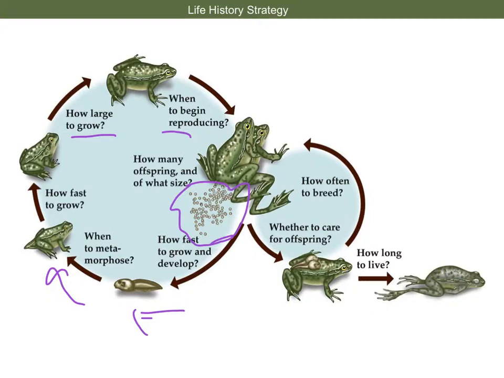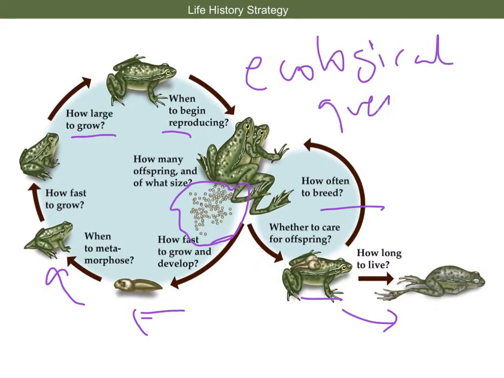And then over here, how often to breed? Should you care for your offspring or let them go off on their own? These are all really important examples of ecological questions that ecologists face and ask. And of course, we can answer them in a variety of ways using our evolutionary perspective.